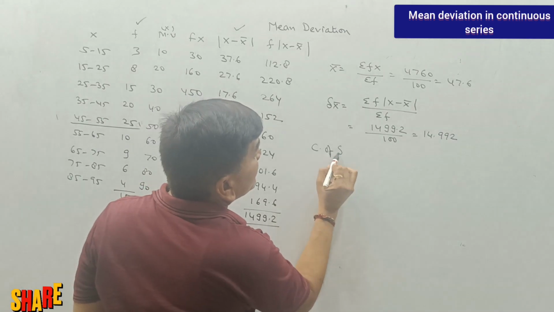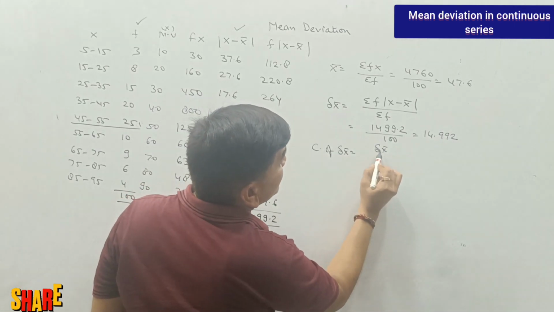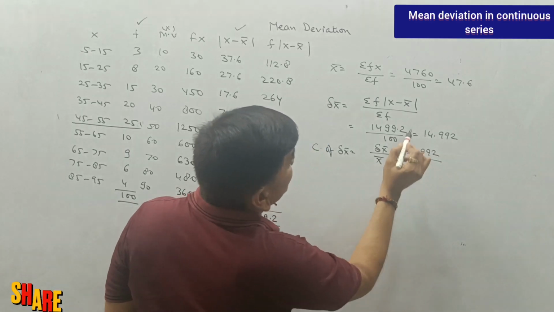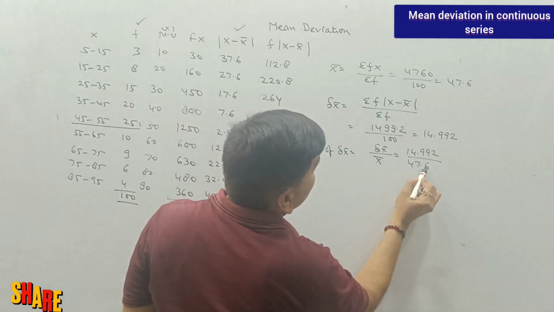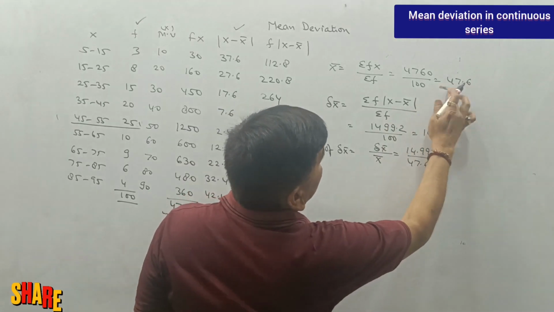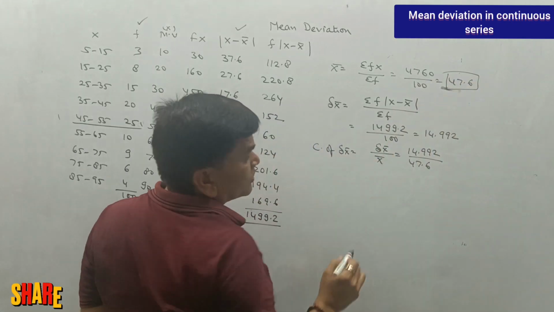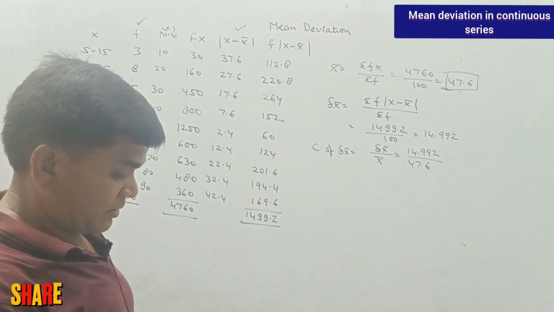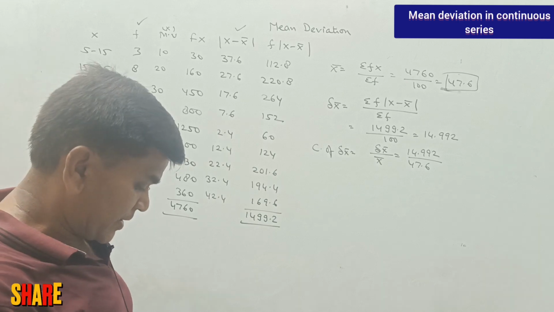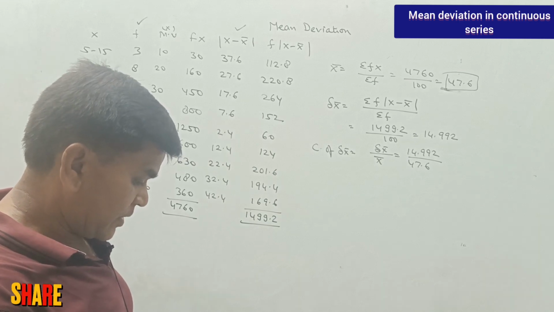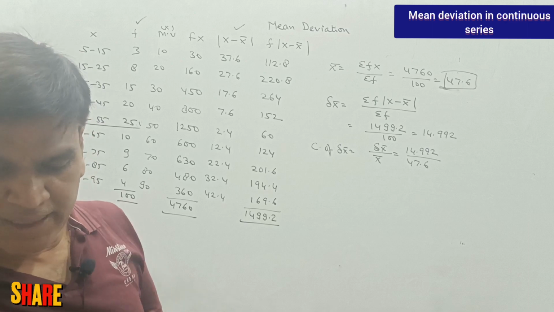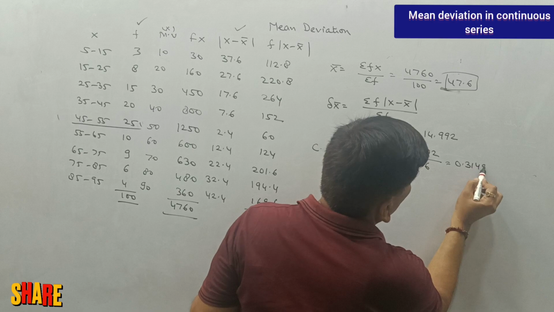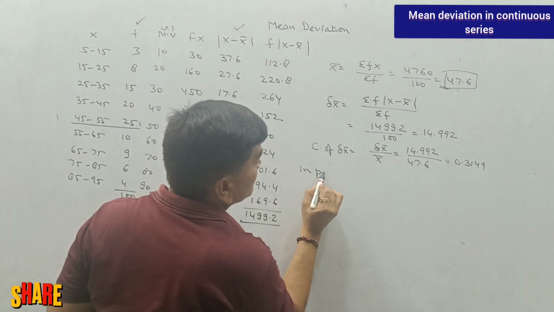Coefficient of mean deviation is mean deviation divided by arithmetic mean. 14.992 divided by the value of the arithmetic mean, which is 47.6 here, is equal to 0.3149. That is 0.3149, and now in percentage form.